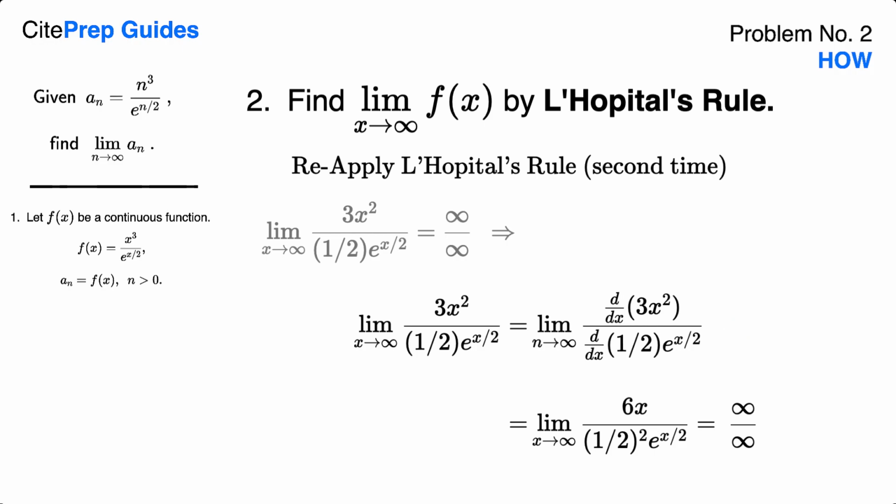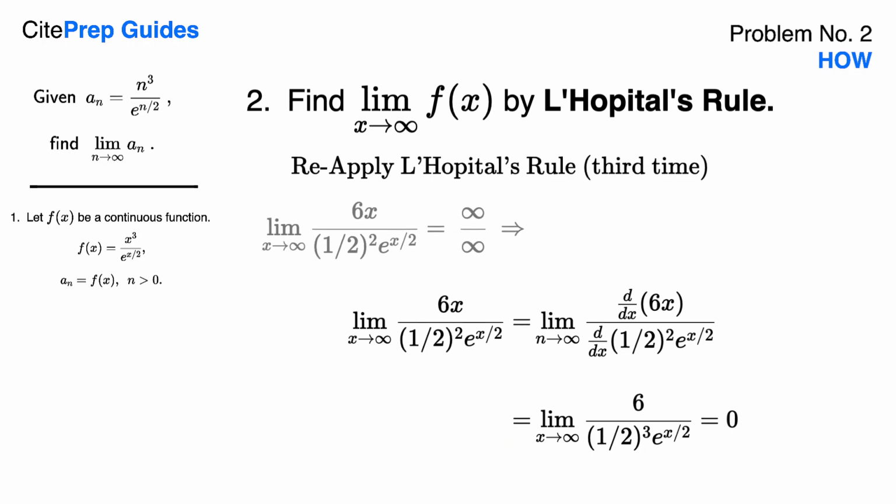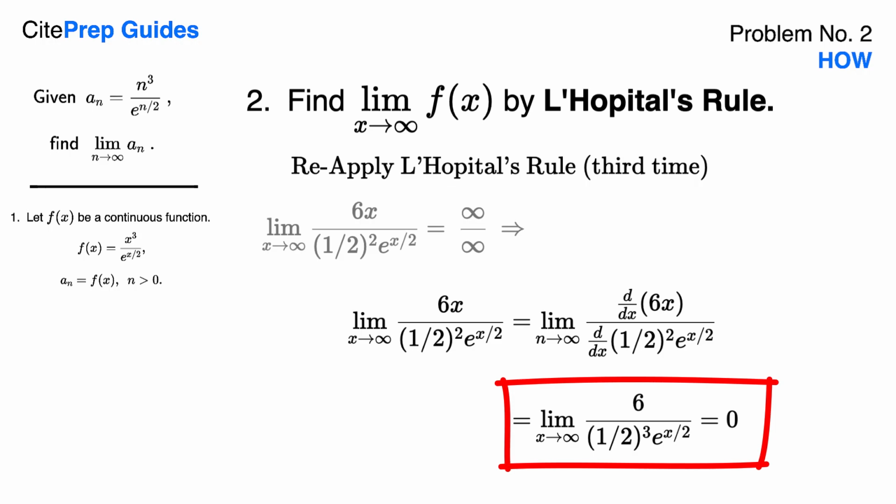Unfortunately, again, the result of our second application of L'Hopital's Rule is yet another indeterminate form. Applying L'Hopital's Rule a third time will do the trick. Upon our third application of L'Hopital's Rule, our result is a limit of 0.